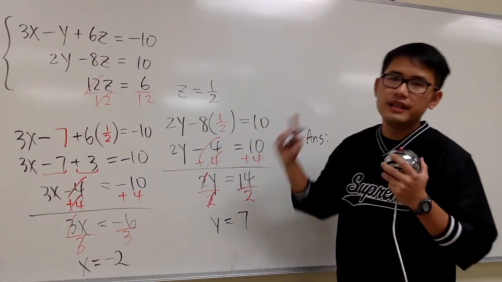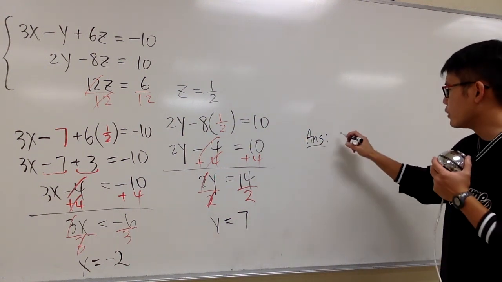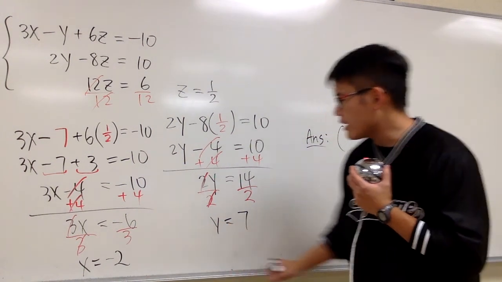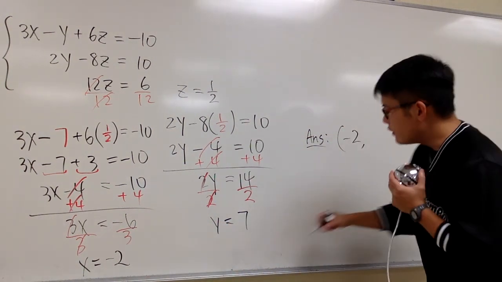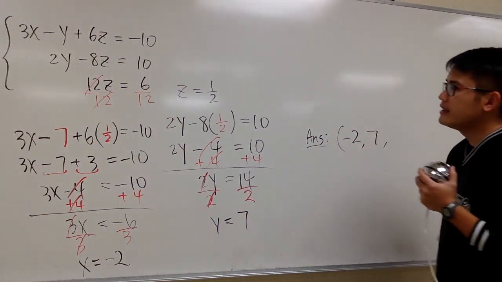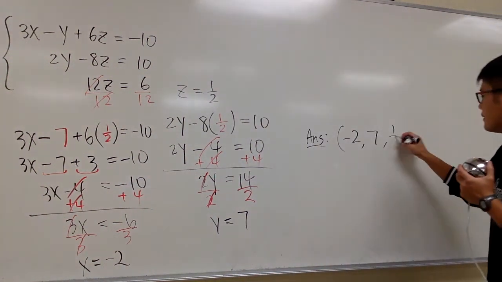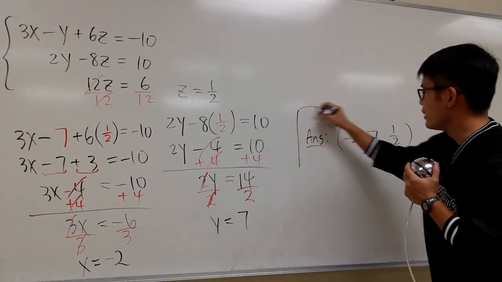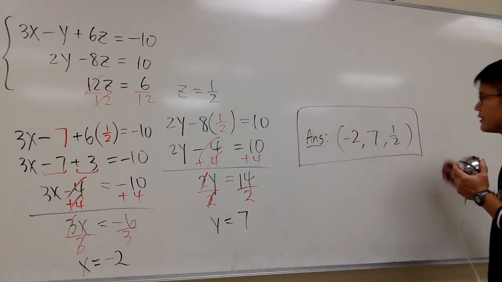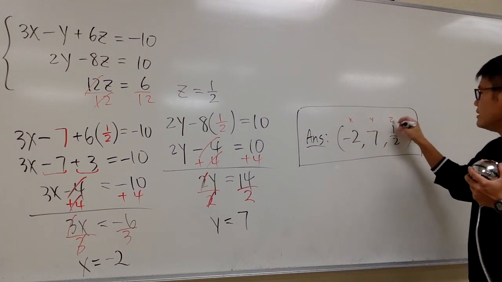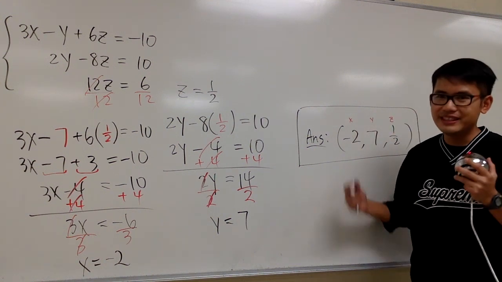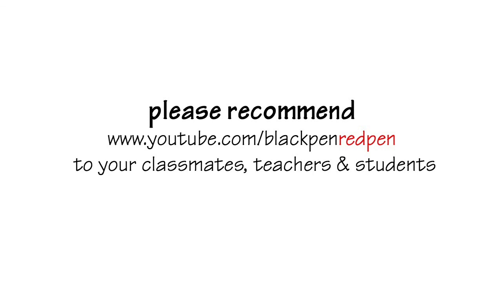x, y, z in that order. Write it down as the ordered triple. So we will put this down as negative 2 for the x value, comma, 7 for the y value, and the z, which is 1/2. So this is how you can present your answer. You can also indicate that you have the x, y, z values. This is it. That's it.